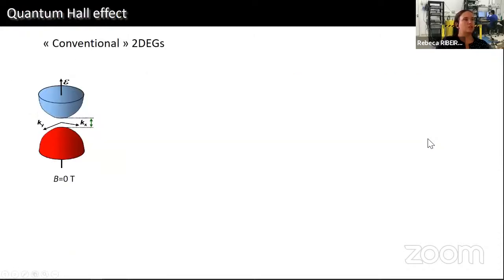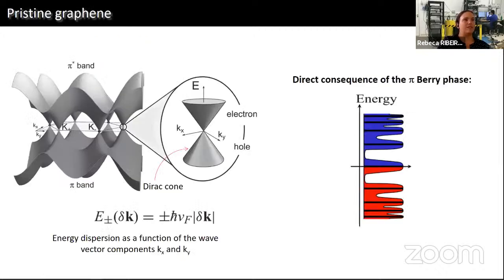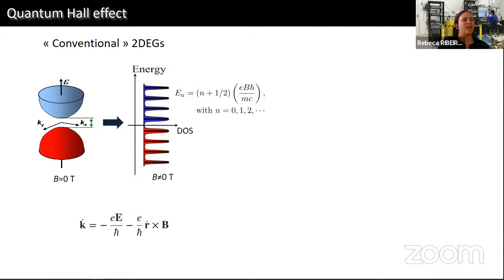So just to know that we are all on the same page, when I talk about the quantum Hall effect, the best example, the one we all get, is when we talk about conventional two-dimensional electron gases with parabolic bands. We apply a magnetic field and we can see that the energy is split in levels. These are called the Landau levels. In the case of a two-dimensional electron gas, these Landau levels are equally spaced.